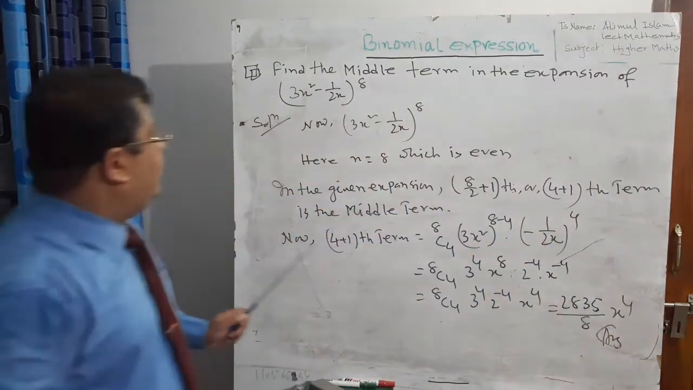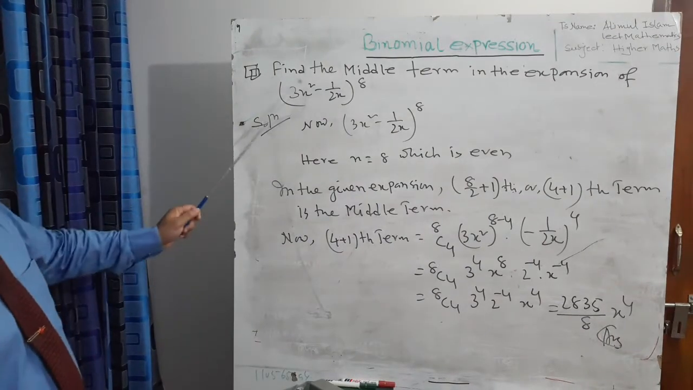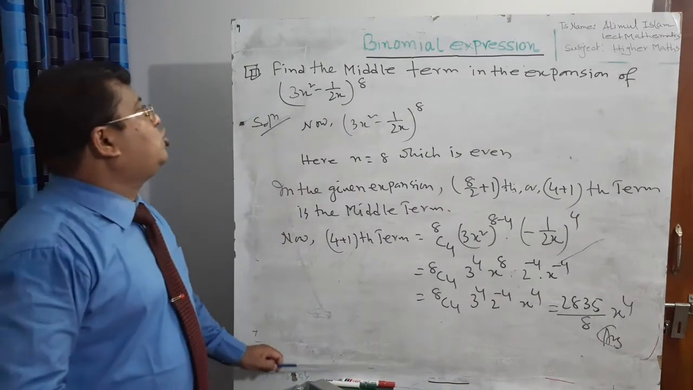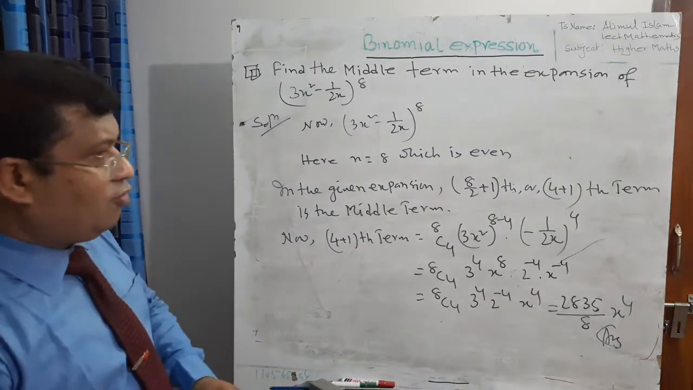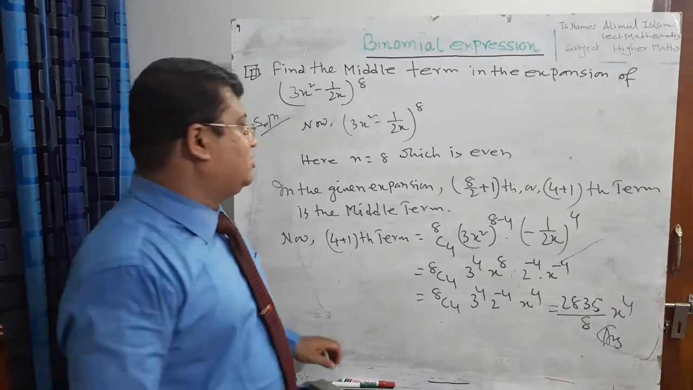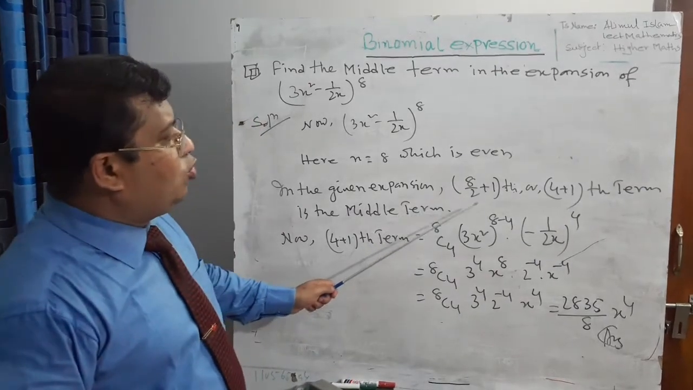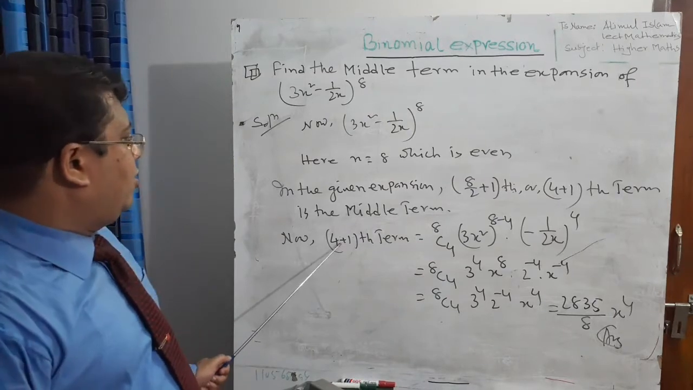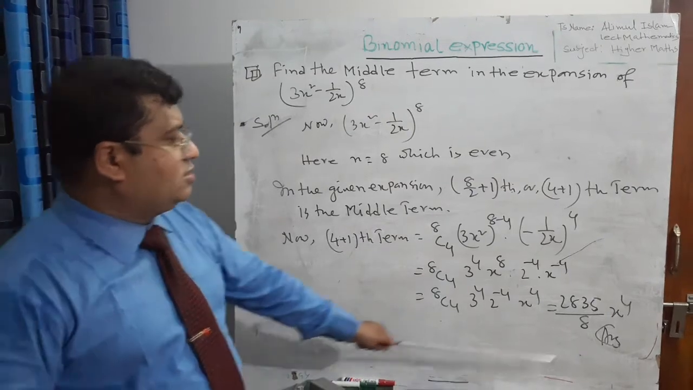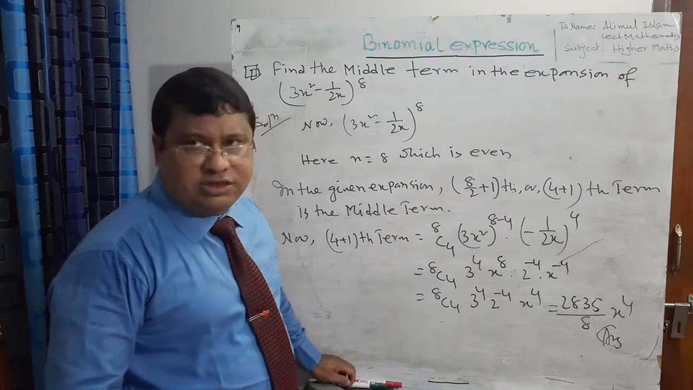Clear? Now find the middle term in the expansion of this. Here the power is an even number, so there is only one middle term. You apply the formula n by 2 plus 1 terms. Here n means 8 divided by 2 plus 1, 4 plus 1. That term is the middle term. Now the 4 plus 1 term is this. This is the middle term in the expansion.